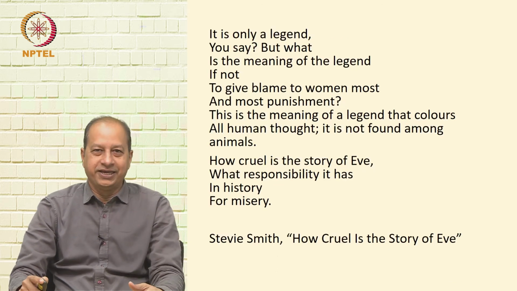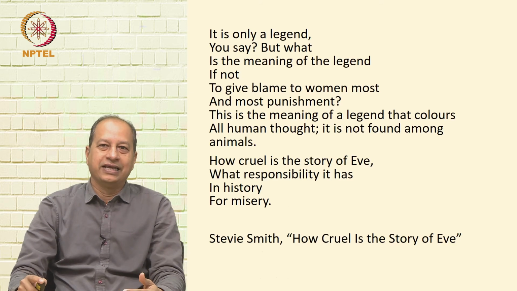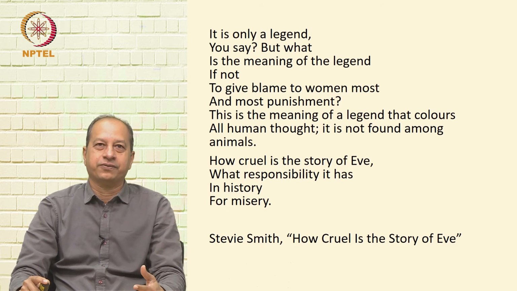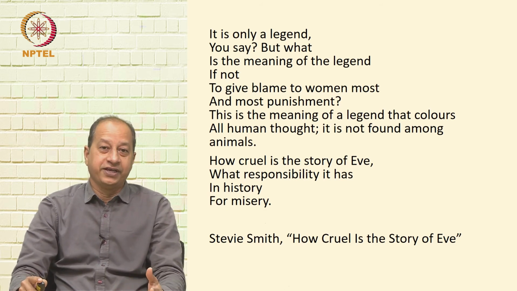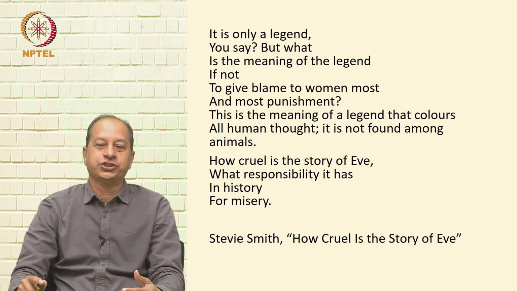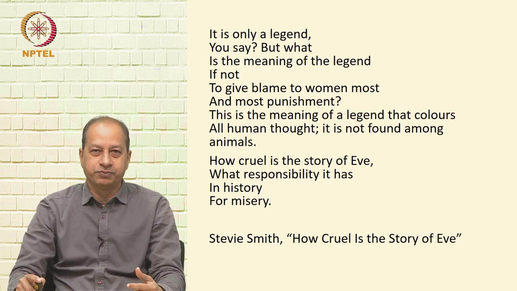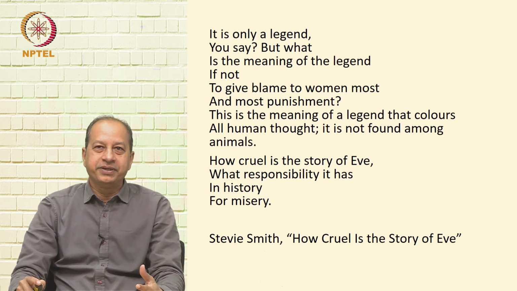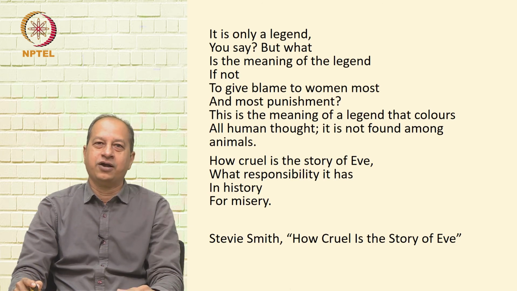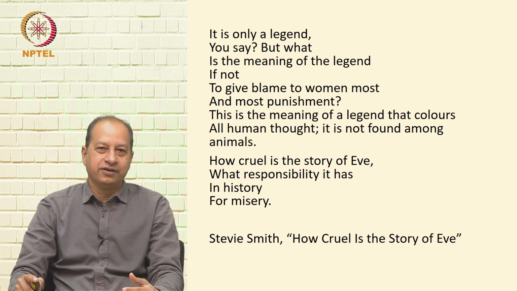This is an example taken from Stevie Smith, How Cruel is the Story of Eve. See how we get to see personification here. It is only a legend, you say, but what is the meaning of the legend if not to give blame to women most and most punishment? This is the meaning of a legend that colors all human thought. It is not found among animals. How cruel is the story of Eve, or what responsibility it has in history for misery.